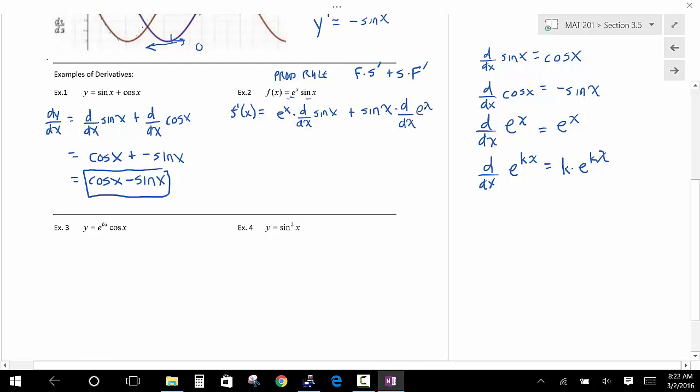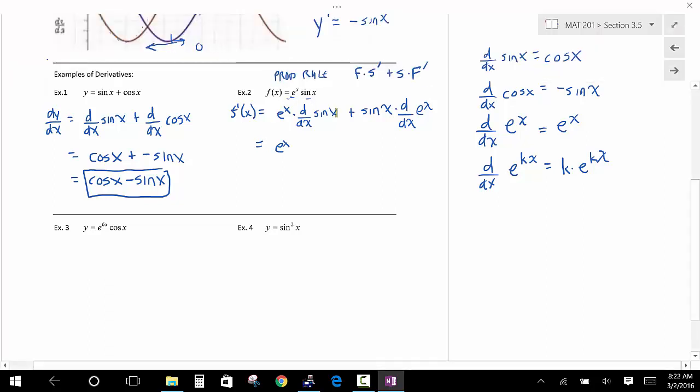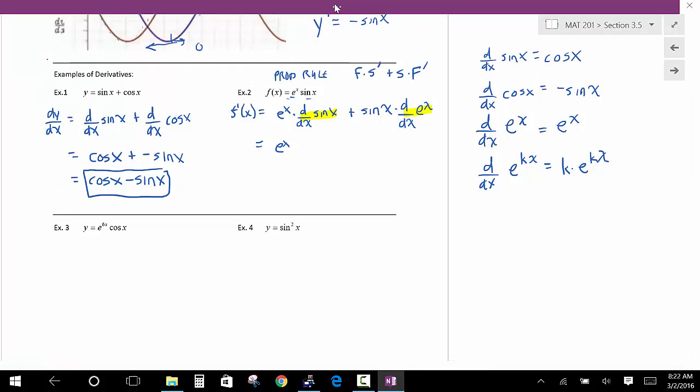Okay, a lot of times students want to be kind of lazy and don't want to write that out. I prefer that you write that step out. Okay, so that you're really focusing on the terminology with the Leibniz notation. Okay, so this is e to the x. Okay, what is the derivative of the sine then? Cosine. And then what's the derivative of e to the x? E to the x, that's it.